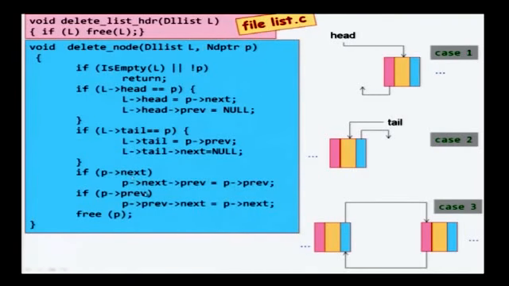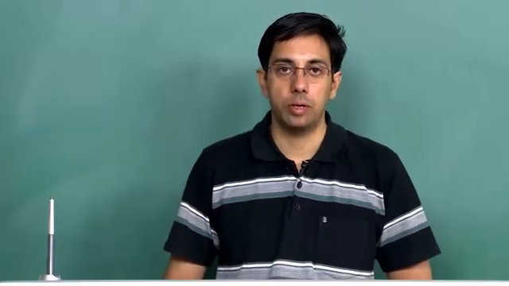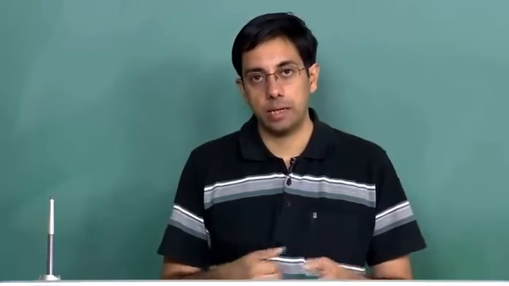So if there is a next node, then P next previous will be P previous, that is this backward link, and if there is a previous node, then P previous's next will be P next, that is this forward link, and finally after that you will free P. Okay. So this is how you would delete a node from a doubly linked list, and other operations can be done in a similar manner, and some of these operations will be asked in the exercise problem that you will be assigned.